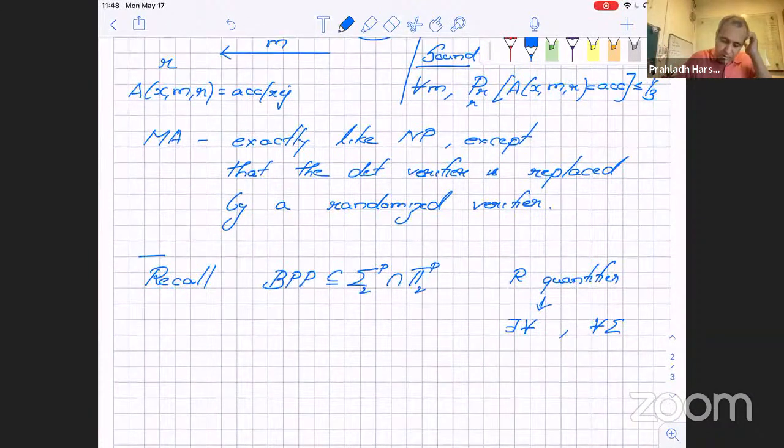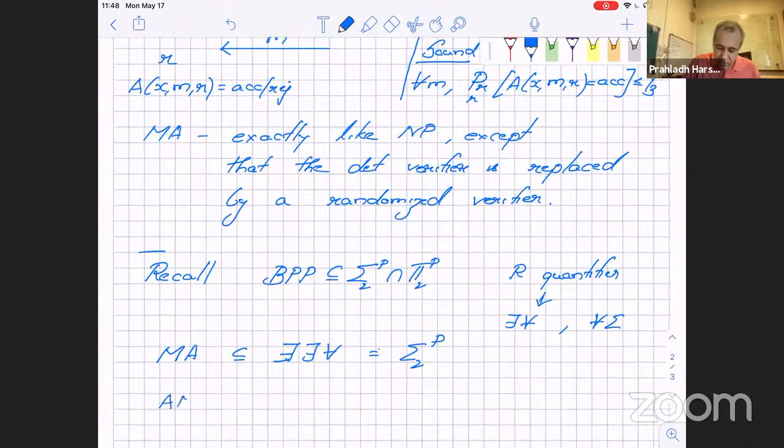And if you look at this proof a little carefully, you can use the same argument to say MA is in sigma 2p. There's an exists first, then Arthur speaks. Arthur is a randomized guy, so you can replace it with for all, which is a more convenient thing to do. I will actually replace it with exists for all, and this is what we know as sigma 2p. So MA is in sigma 2p by the same proof which we showed BPP is in sigma 2p. If you stare at the proof, you can show that MA is in sigma 2p.